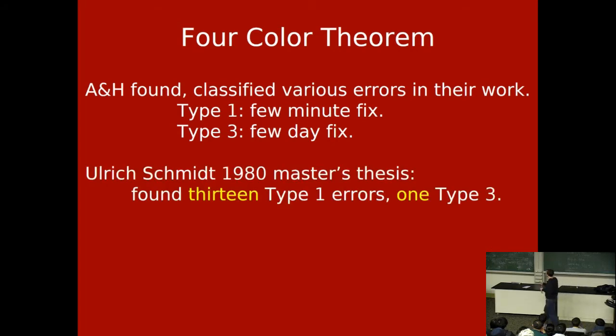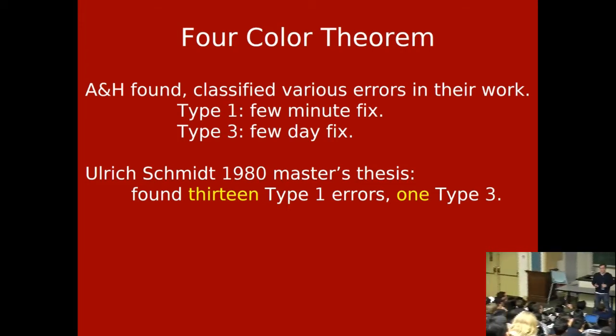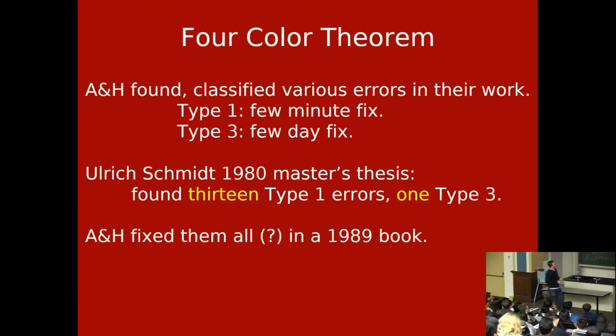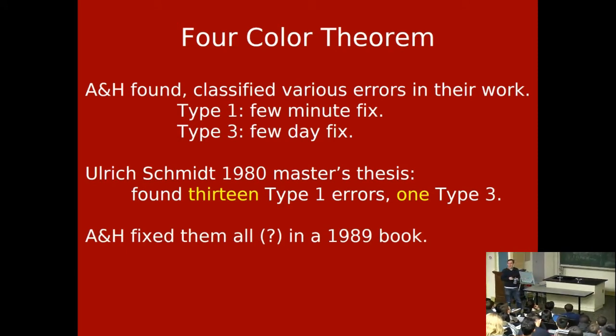And then another mathematician, actually a master's student, in 1980 also went back and looked at their work and found 13 type 1 errors that they hadn't found and 1 type 3 error that they hadn't found. He told them, and then they fixed them. Then they published a book in 1989 where they're like, okay, this time we fixed it all. This time for sure it's done. So that's pretty satisfactory. And actually, I don't think anybody's found any errors in that.